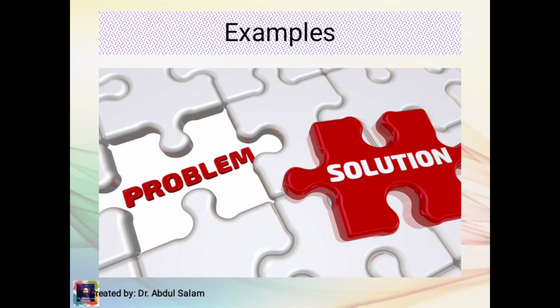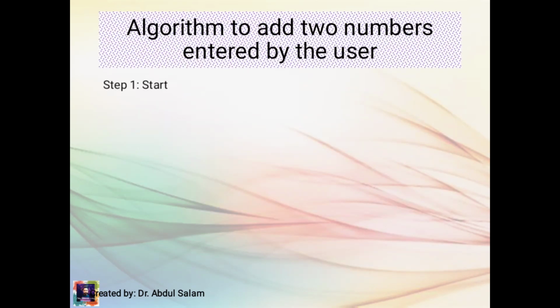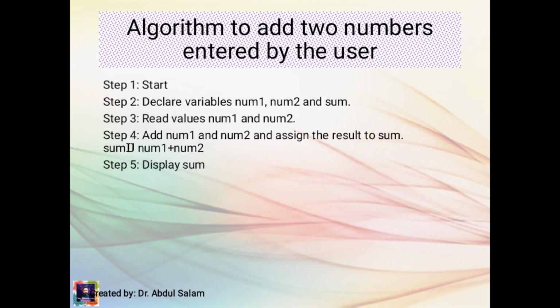So, here are some examples. Algorithm to add two numbers entered by the user. Step 1 is start, then step 2 declare variables number 1, number 2, and sum. Step 3 read values number 1 and number 2. Step 4 add number 1 and number 2 and assign the result to sum, a variable. Step 5 display sum, and step 6 is stop.